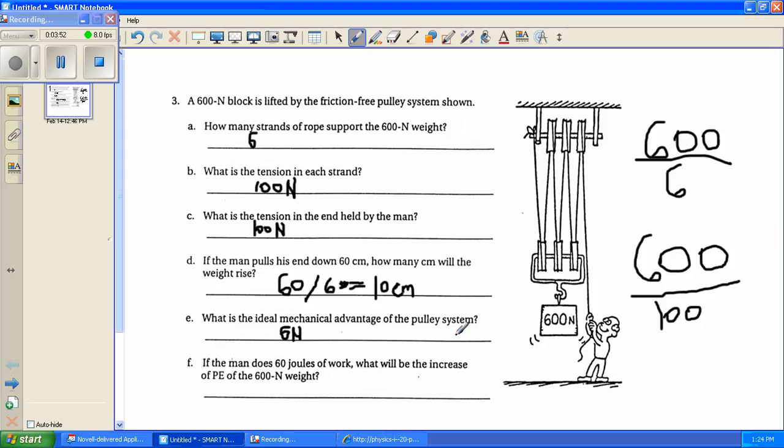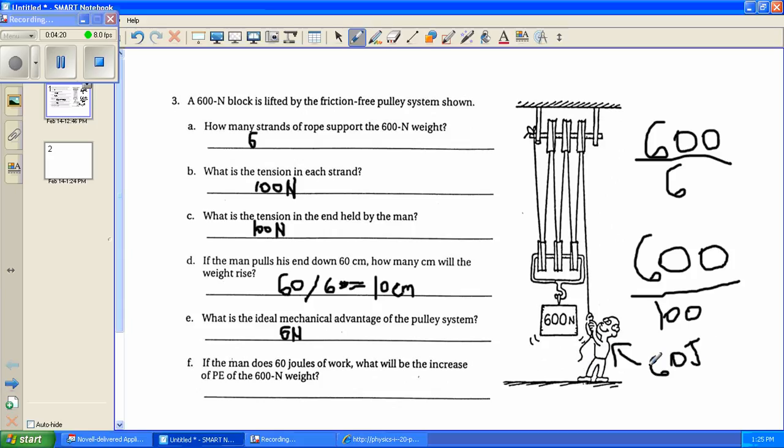Lastly, the last question asks, if the man does 60 joules of work, what will be the increase of potential energy of the 600 Newton weight? In this class, you probably have already talked about conservation of energy, meaning that if potential energy decreases, then kinetic energy increases, and vice versa. Therefore, energy will be conserved.